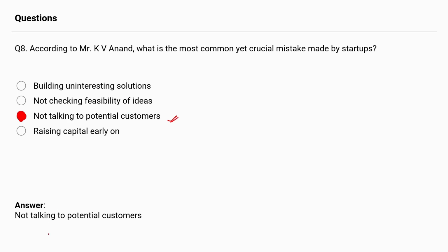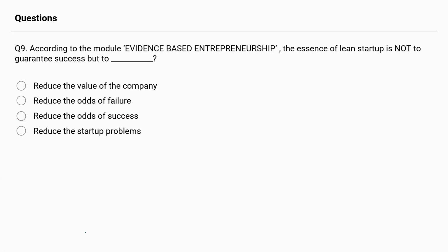Okay. Now let's proceed to our second last question. According to the module Evidence-Based Entrepreneurship, the essence of lean startup is not to guarantee success, but to, and there's a dash. We are talking about the essence of lean startup, and it's not to guarantee success, but to. The options are reduce the value of the company, reduce the odds of failure, reduce the odds of success, and reduce the startup problems.